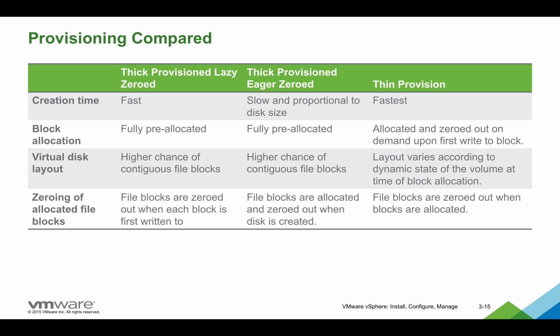But it does use more space initially than thin and may cause some I/O write delay as the blocks are zeroed out during each write. Lastly, we have thick provisioned eager zeroed. This is the slowest to create, but it has a higher chance of contiguous data and no additional I/O write delay.